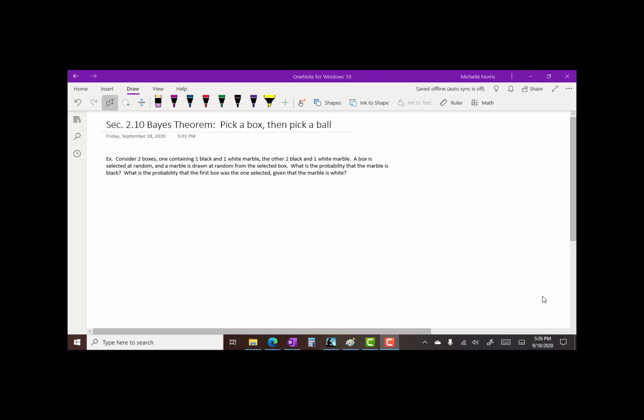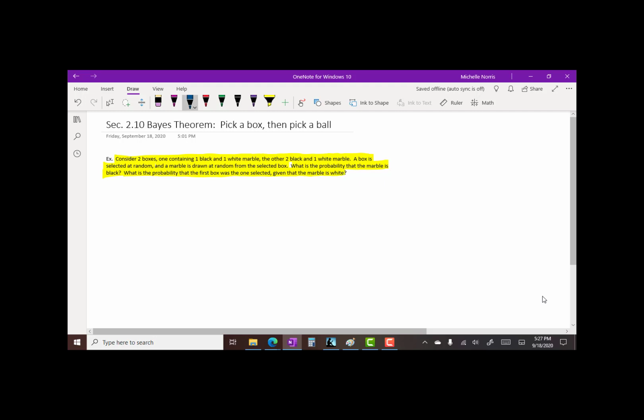So as another example of Bayes' theorem and total probability, we're going to consider the following problem. Consider two boxes, one containing one black and one white marble, the other two black and one white marble. A box is selected at random, and a marble is drawn at random from the selected box. What is the probability that the marble is black? What is the probability that the first box was the one selected, given that the marble is white?